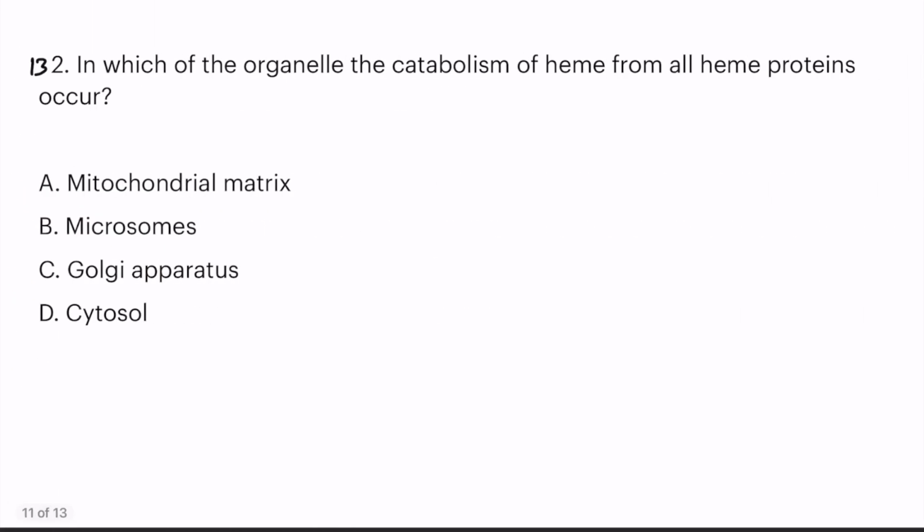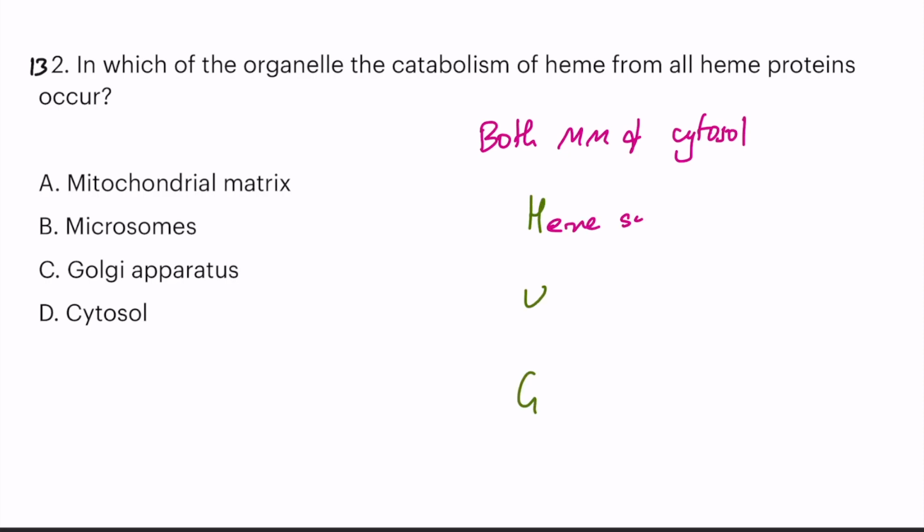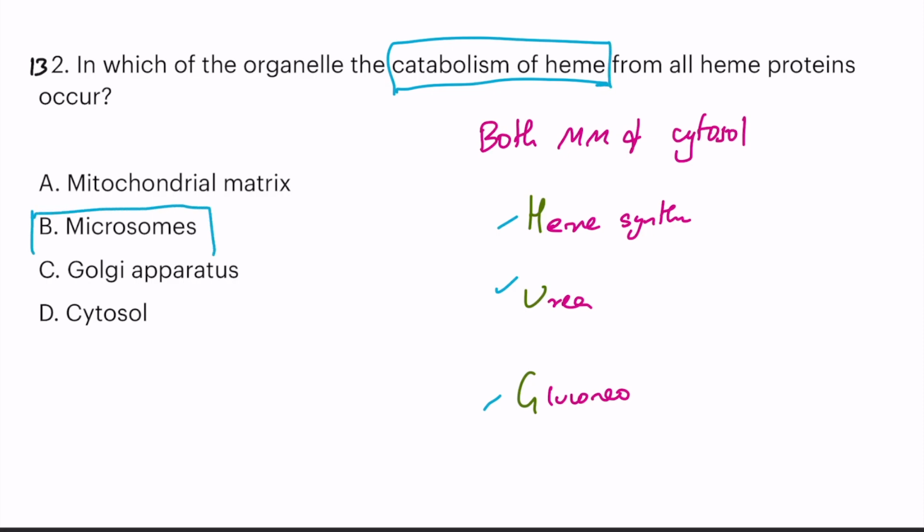Next question. In which of the organelles does the catabolism of heme for all heme proteins occur? When we see the options, we can see mitochondrial matrix, microsomes, Golgi, and cytosol. In both mitochondrial matrix and cytosol, three things happen. One is heme synthesis, then urea cycle, and gluconeogenesis. These three happen in both mitochondrial matrix and cytosol. But the question is catabolism of heme. Catabolism of heme happens in microsomes. That is where the degradation of proteins occurs, right? So the answer would be microsomes.